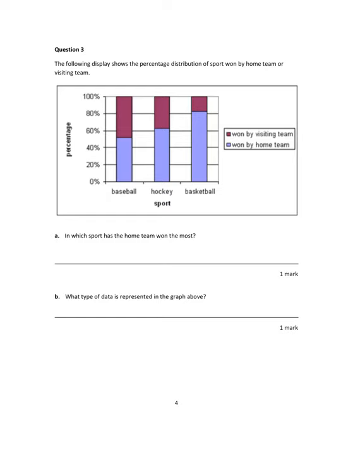All right, question 3. The following display shows the percentage distribution of sport won by home team or visiting team. So we've got 3 sports there, baseball, hockey, and basketball. Home team is the lighter violet lavender colour, and then the visiting team is the maroony colour. So we can see that the home team, for most of the sports, will have a higher percentage than the visiting team. Baseball's pretty similar.